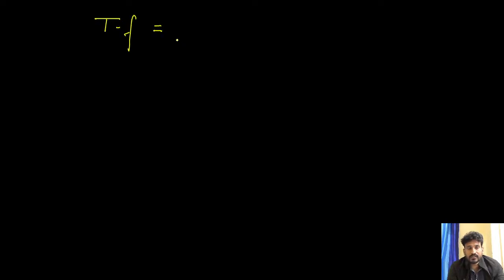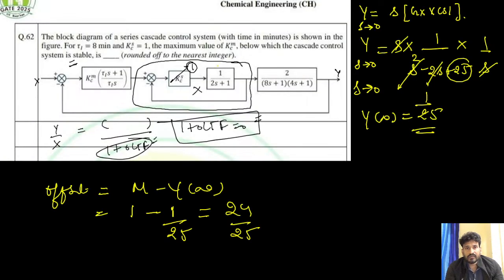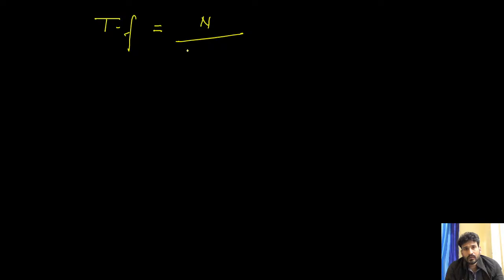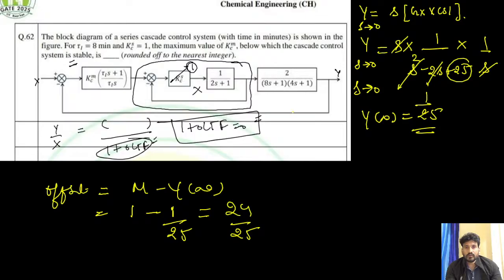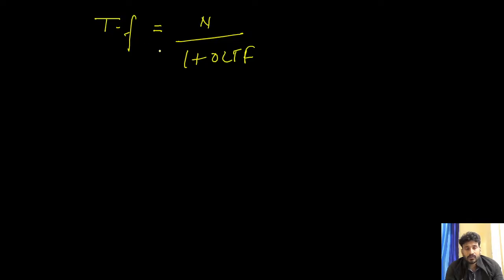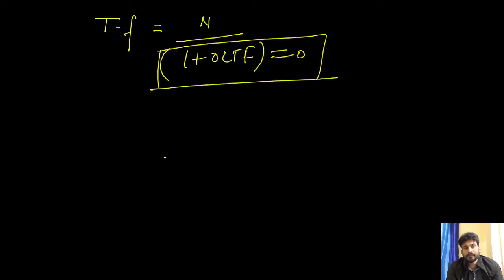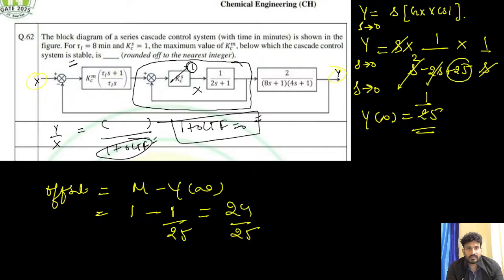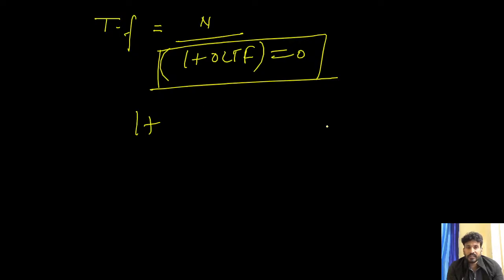The transfer function for the closed loop is the numerator divided by 1 plus OLTF. Right? This is closed loop. I will write the transfer function between y and x divided by 1 plus OLTF. So the transfer function denominator equation is equal to 0. This is my characteristic equation. So 1 plus OLTF means the transfer function multiplied by whatever we calculate here and multiplied by this. I put it equal to 0 and I calculate an equation.